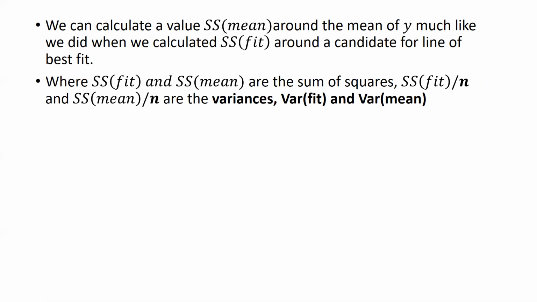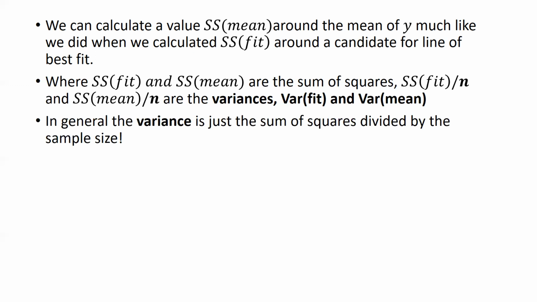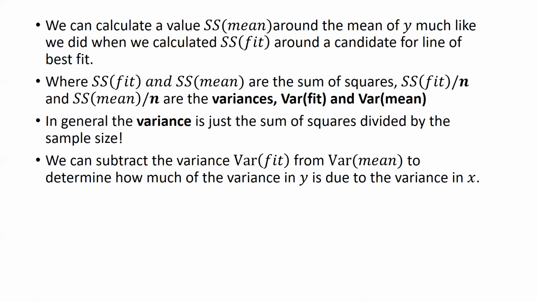Just as a side, you might hear things like variances. I've already talked about variance. Variance is just the sum of squares divided by the number of data points in your sample. So we can call these var fit and var mean, which correspond to SS fit and SS mean. If you get confused by variances, remember it's literally the sum of squares divided by the sample size. It's really simple. And all we do is subtract the variance var fit from var mean. This allows us to determine how much of the variance in y is due to the variance in x.